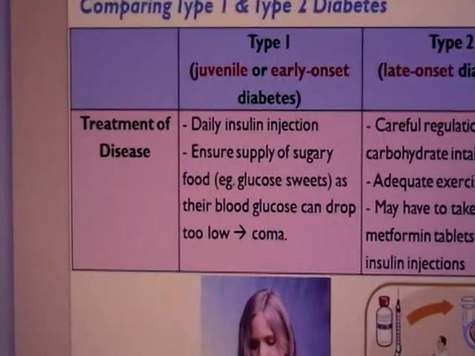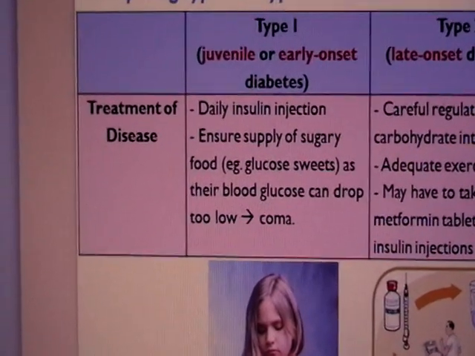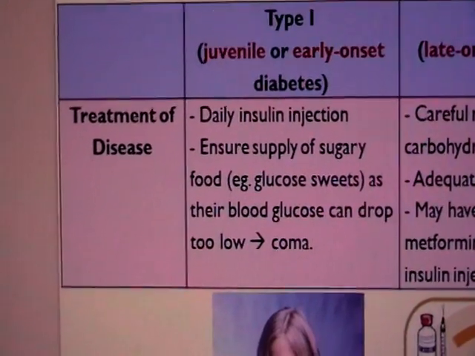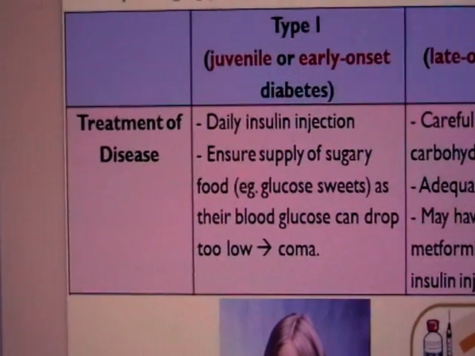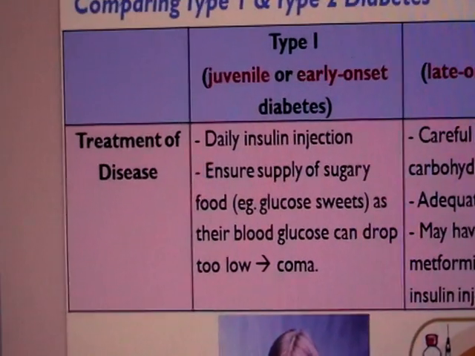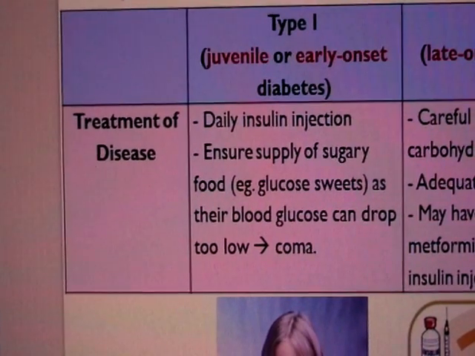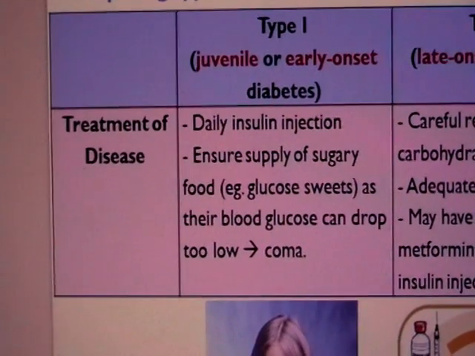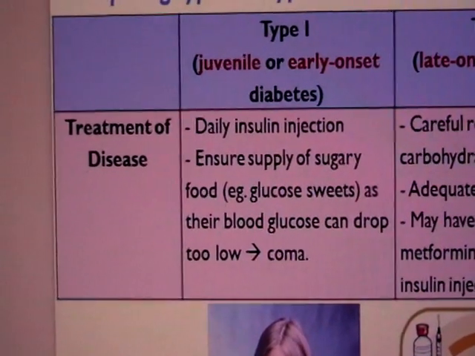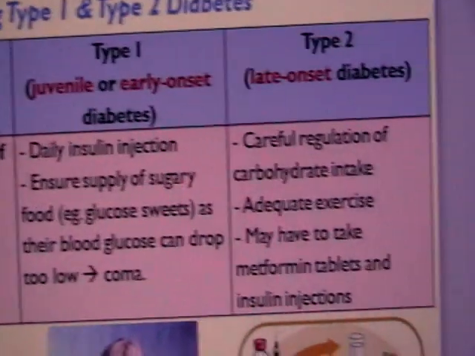For the treatment of type 1 diabetes, these patients, okay, usually small children again, they have to undergo daily insulin injection. And they got to ensure that the supply of sugary food is regulated. They cannot take too much sugary food, as their blood glucose level can be too high. Also, due to the fact that their blood glucose level can drop to very low extent, alright, they have to ensure that they have a regular intake of sweets. That is why for this patient, they have got to monitor their blood glucose level constantly, very often.